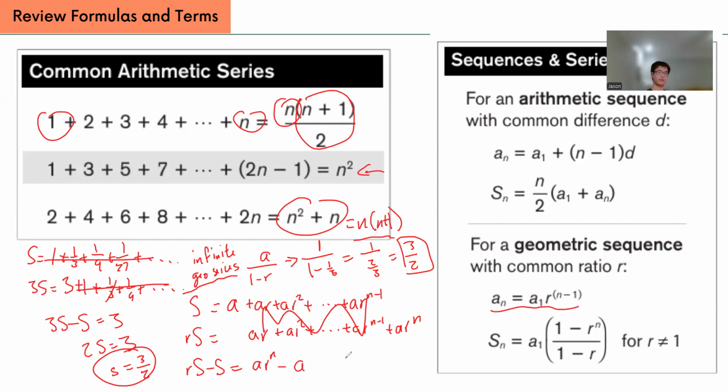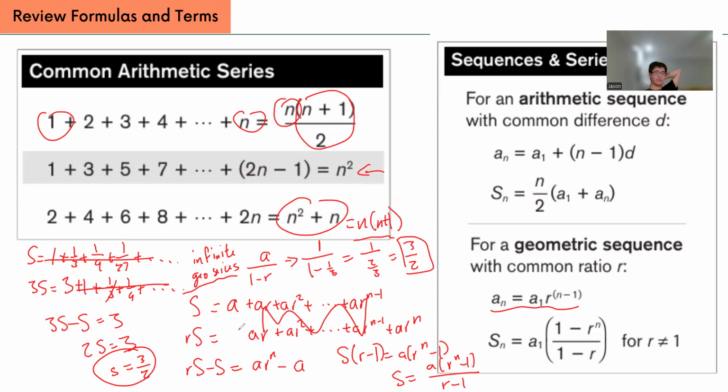Do a little bit of factoring. We get s times (r minus 1) equals a(r to the n minus 1). I forgot a parenthesis. And then s just equals a(r to the n minus 1) over r minus 1, right? And sometimes your r will be negative, which is why they switch it over here. Just multiply top and bottom by -1 to switch the signs around, right? So it becomes 1 minus r and 1 minus r to the n. But yeah, that's how this is derived.